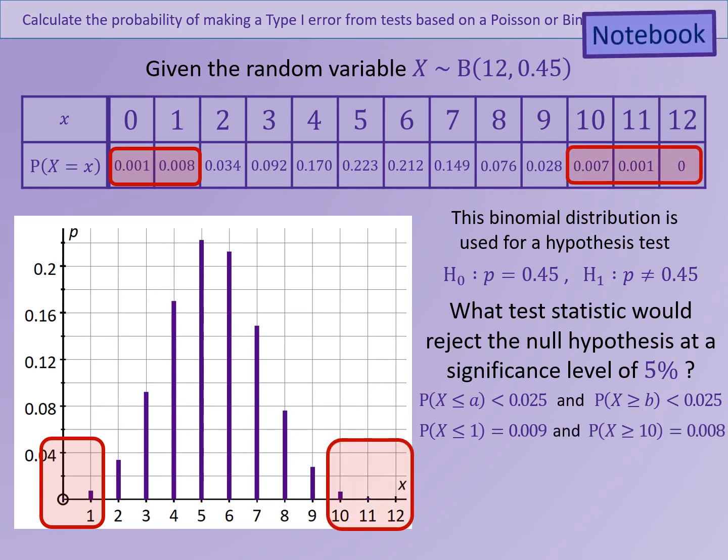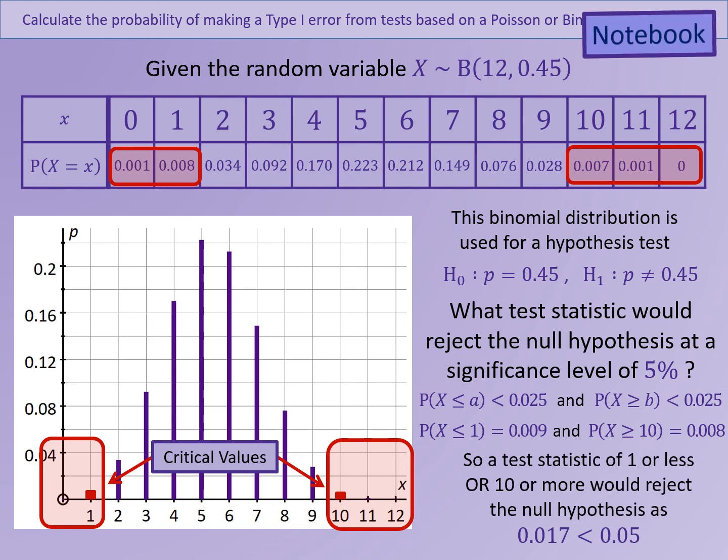For the upper end, we can see that adding the 3 probabilities at the top end would add up to 0.008. Again, this is the largest region we can find that would give us a probability less than 2.5%, as if we included 9, this would then take us over. Therefore, we can see critical values are 1 and 10. So if we observed a test statistic of either 1 or less or 10 or more, then we would use this to reject the null hypothesis. This is because the combined total of the two probabilities, 0.009 and 0.008, is less than 0.05.